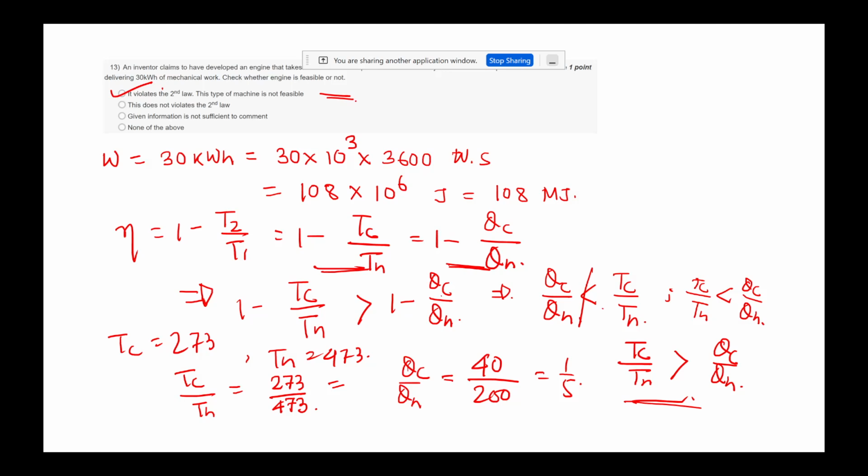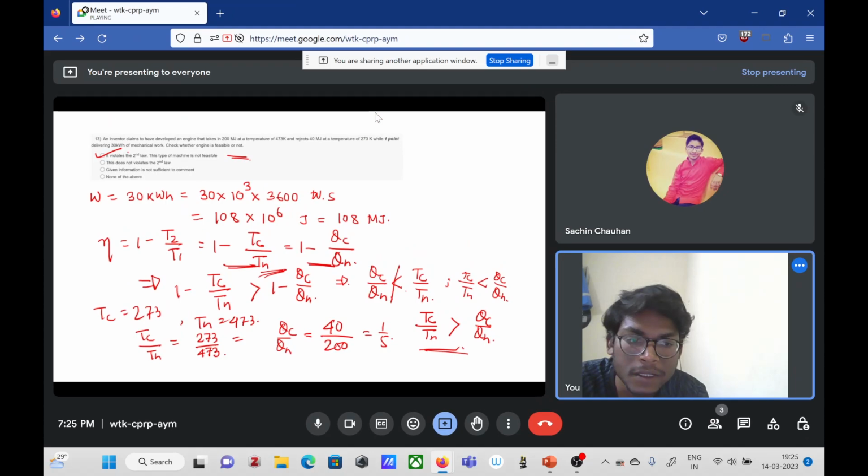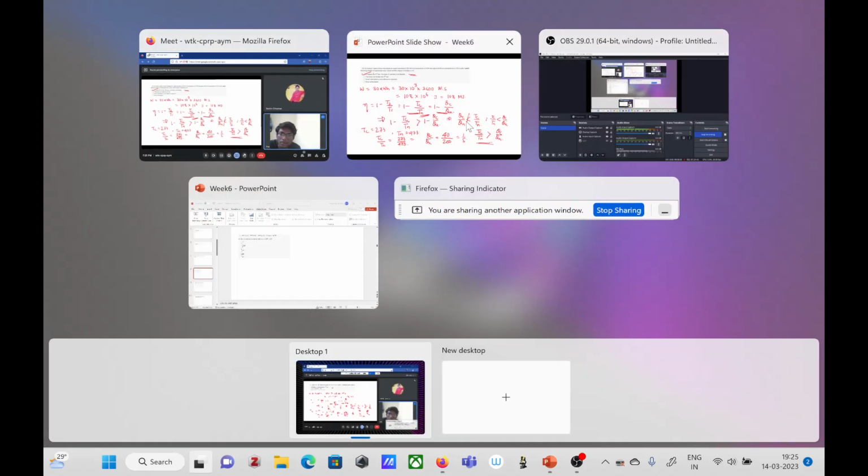But for our case, we can see that TC by TH is greater than QC by QH. That cannot be the case, right? So this is the ideal limit, and here this is the maximum, so TC by TH is greater than this. Hence this expression 1 minus TC by TH is less than this. This cannot be true. From that we can say that it violates the second law. Okay, let me go to the other problem.